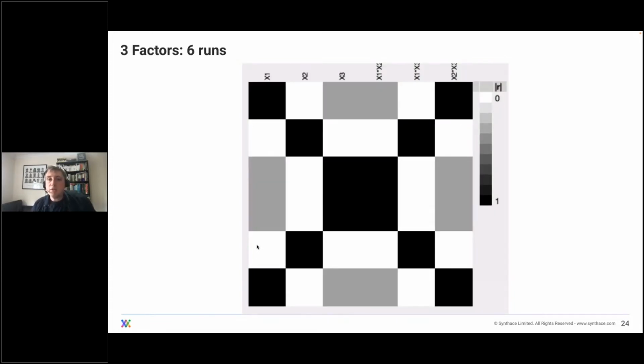Factorial designs and their fractions only exist for certain choices of run number. However, we can apply a different design method, optimal design, and have exactly the number we want. This correlation plot is for a 6-run design for 3 factors.